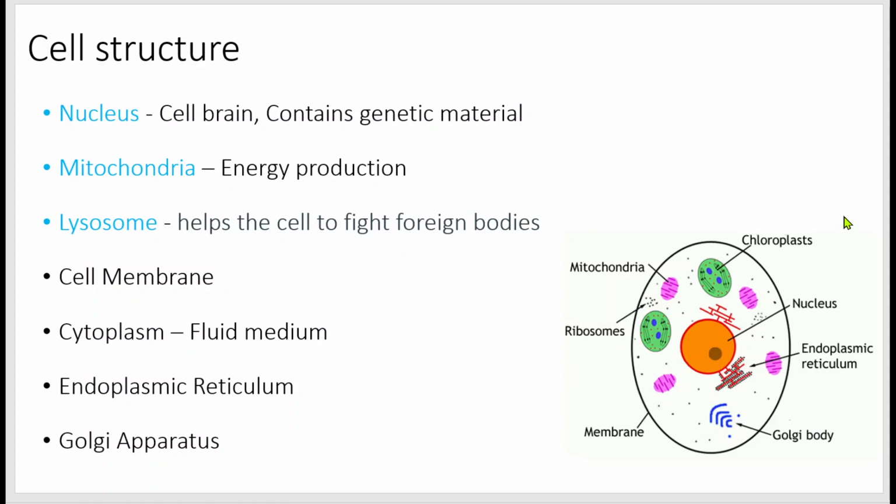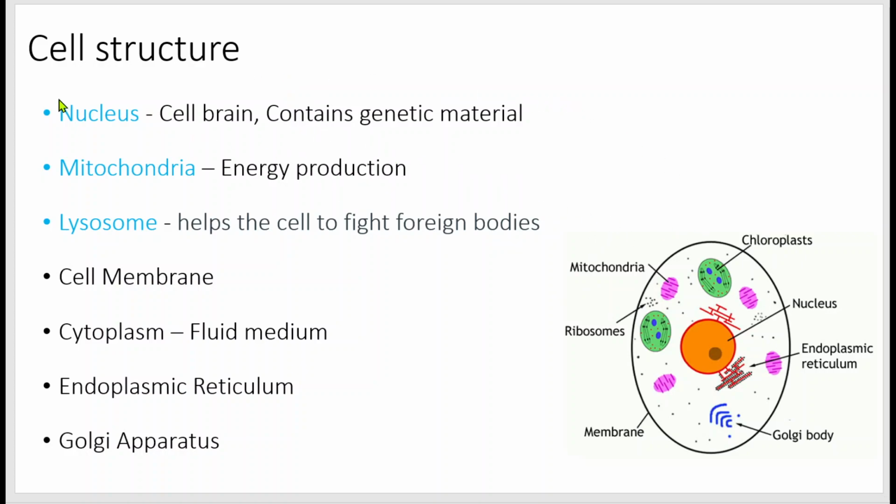Small cells would make tissues, and then tissues would make organs, and organs would make systems, and so on. But that's the smallest part, the main building unit of our body, and we need to know just some parts of it.